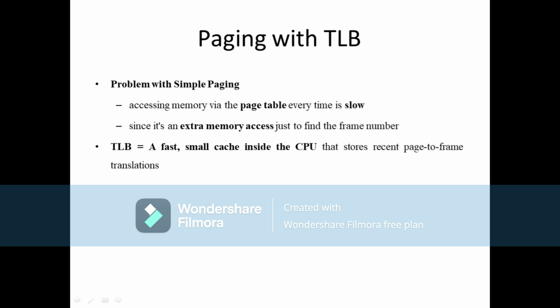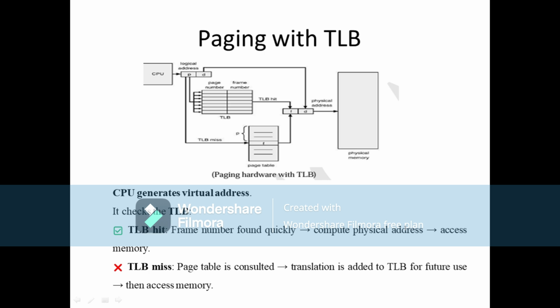To overcome this problem, there is paging with TLB. What is a TLB? As we already discussed, it is a translation look-aside buffer. It is a fast, small cache inside the CPU, and it stores recent page to frame translations. Here is the diagram of paging with TLB.